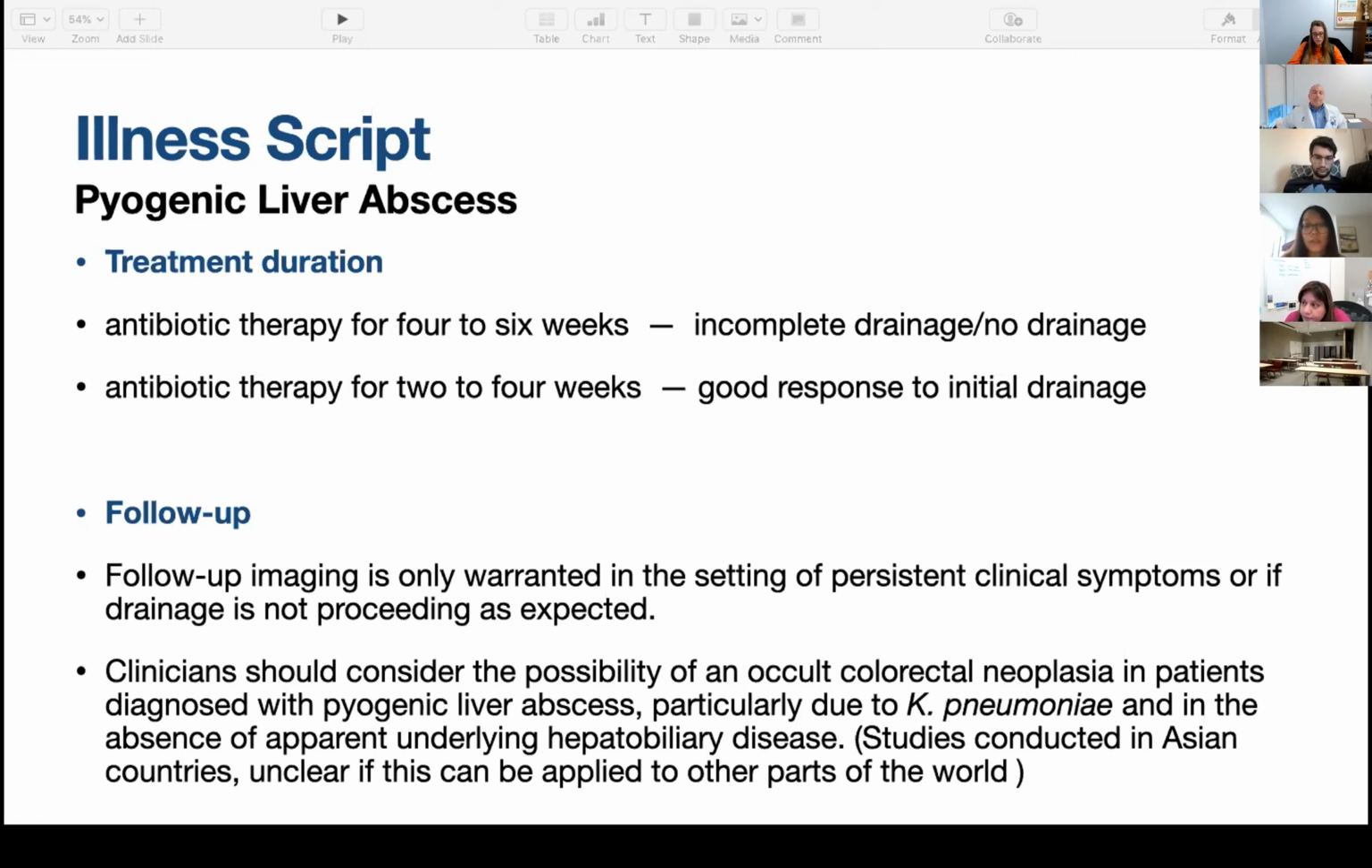And also, in some studies mainly conducted in Asian countries, the results showed that we need to consider the possibility of occult colorectal cancer in patients diagnosed with a pyogenic liver abscess, particularly due to Klebsiella pneumoniae, in the absence of apparent underlying hepatobiliary disease. But so far, we're not entirely sure about the external validity of the study. And we don't know if we can use that information in countries outside of Asia.